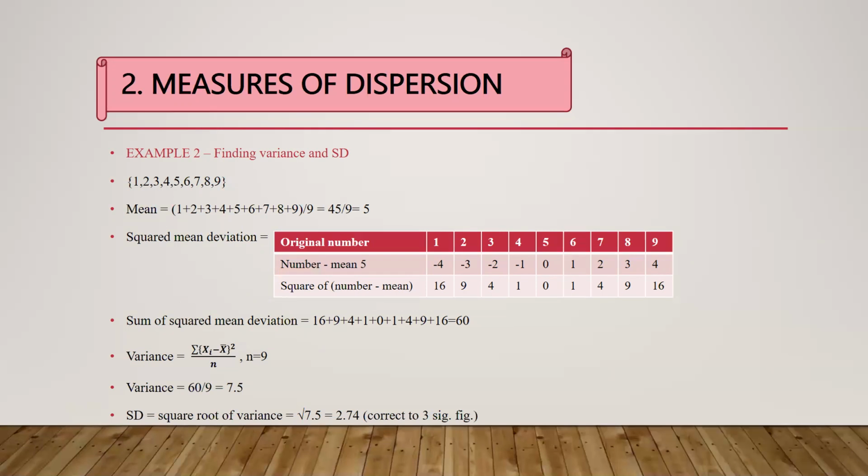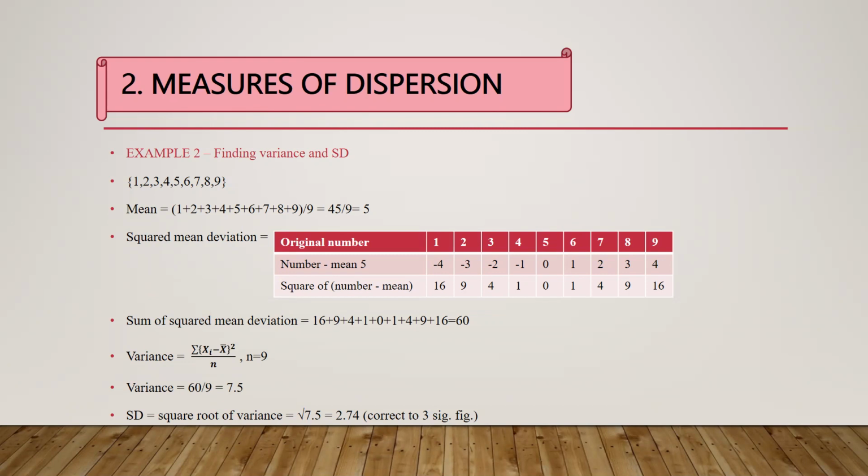And then we have to look for the squared mean deviation. If you look at the table, now we have the original number, which is 1 to 9, your original data points. And then on the second row, it's number minus mean, and the mean is 5. So this is called the mean deviation. So this is calculating how far each of your data points is located from the mean.